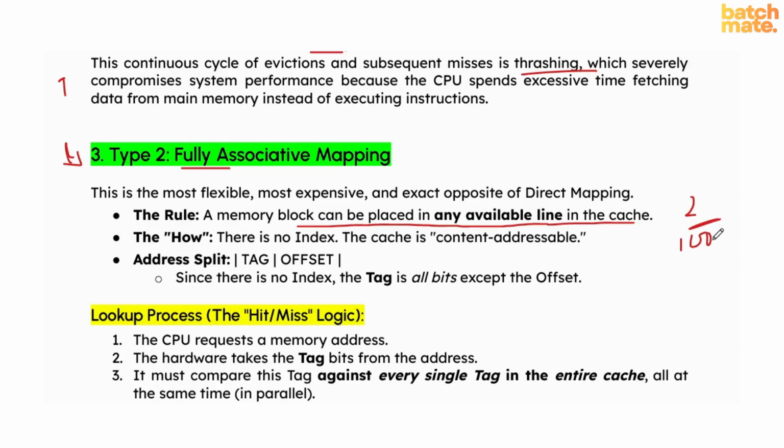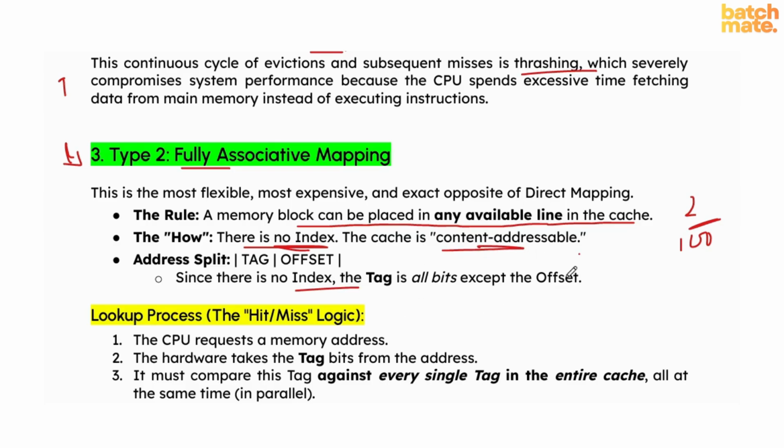But wait, if data can be anywhere, how do we find it? In direct mapping, we had an index, a map that told us exactly where to look. Here, we have no index. The address is just a massive tag and an offset. This creates a massive hardware challenge.